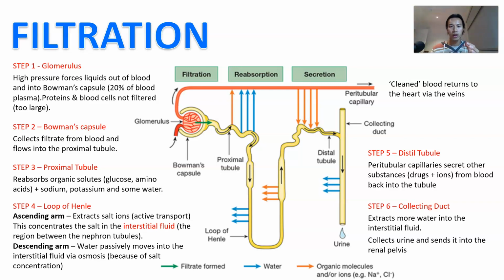And all of the waste products like the urea and so forth are going to get pushed out of the blood and into the nephron tubing itself. Now, proteins and blood cells are too big, so they're not going to fit through the blood vessels. And so you don't have to worry about losing blood cells, but all of the liquid stuff is basically going to get pushed out.